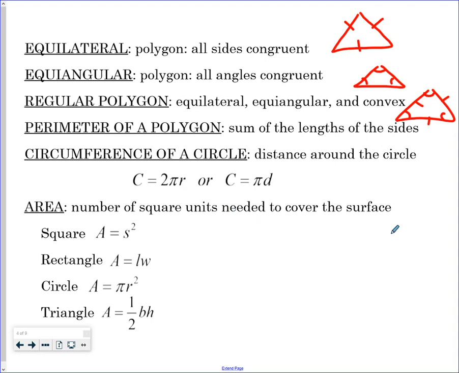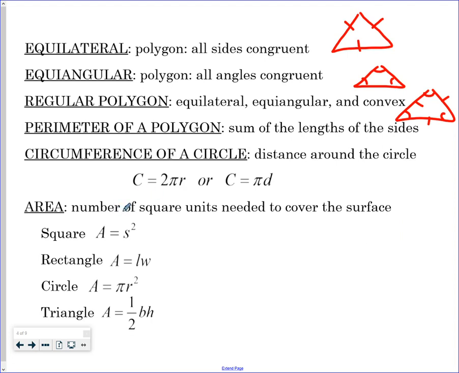So the difference between perimeter and area is if I have a fence, right? Like let's say I have dogs and I want a fence in my yard. The perimeter is the fence itself, right? It's how much fence I'm going to need to keep the dog inside. The area is how much grass is inside of that, right? So perimeter is the distance around something, area is inside of it, okay?